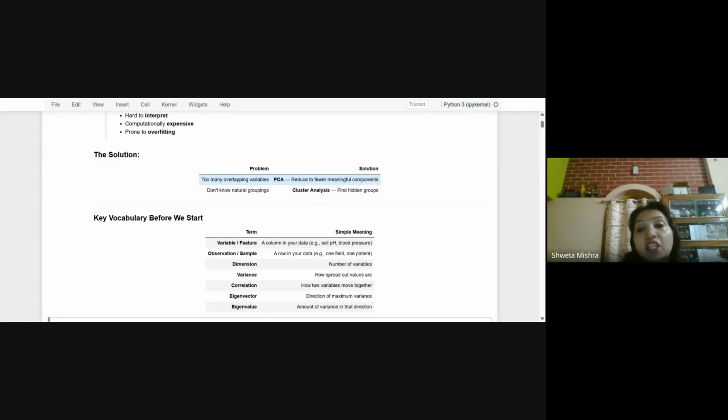It simply reduces the number of variables from 10 or 15 to, you can say, 3 to 5 meaningful variables, meaningful components. And then cluster analysis, you can say clustering, means that we are simply segregating the whole data into 2 or 3 different domains, groups, or clusters based on their related results or information.